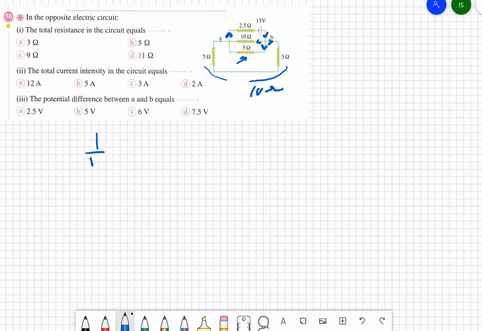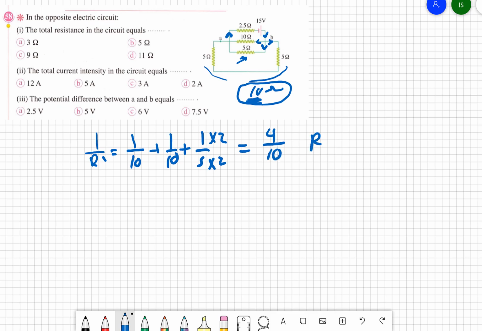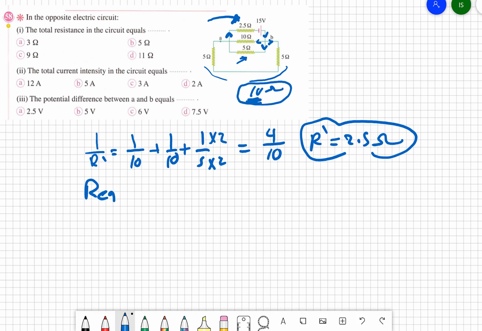At the beginning, 1 over R dash equals 1 over 10 plus 1 over 10 plus 1 over 5. The last 10 we got from here, 5 plus 5, because they are connected in series. So times 2 means 4 over 10, which means R dash equals 2.5 ohm, and you have another resistance connected in series, so R equivalent equals 2.5 plus 2.5 equals 5 ohm for the whole circuit.